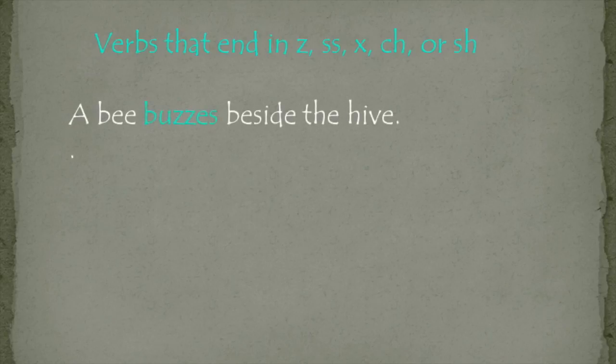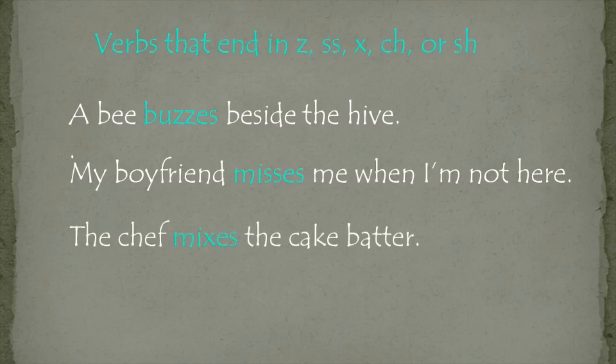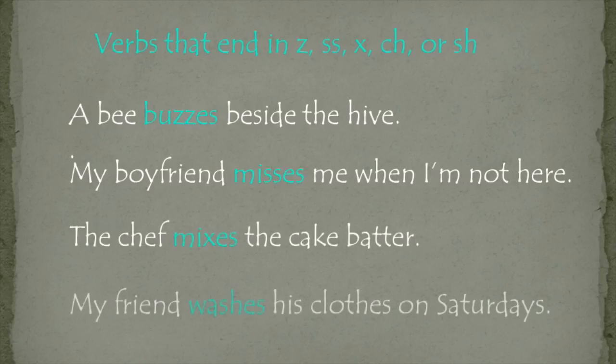Now for verbs that end in Z, SS, X, CH, or SH, they add an ES and they pronounce an extra syllable, as in the following examples. A bee buzzes beside the hive. My boyfriend misses me when I'm not here. The chef mixes the cake batter. My friend washes his clothes on Saturdays.